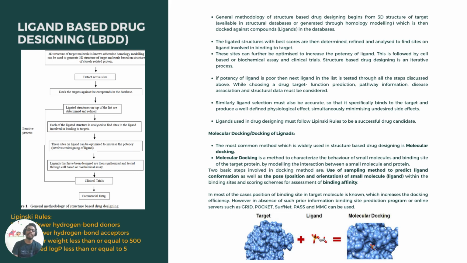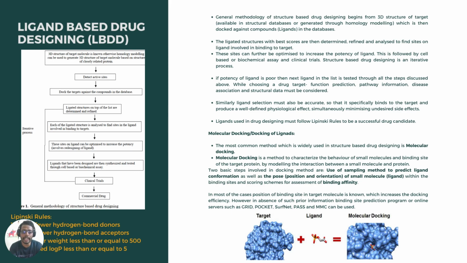After choosing both the ligands and the target compounds, the target receptors, we have to do the docking, which is called docking of the ligands or molecular docking, which is very important. Molecular docking is the most common method widely used in structure based drug designing. Molecular docking is a method to characterize the behavior of small molecules at the binding site of the target protein by modeling the interaction between a small molecule and a protein.